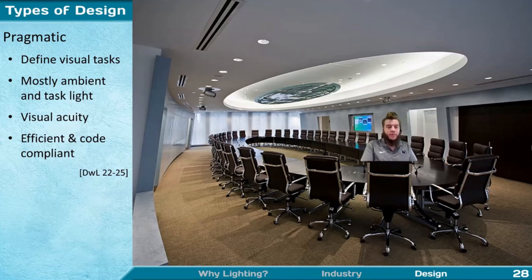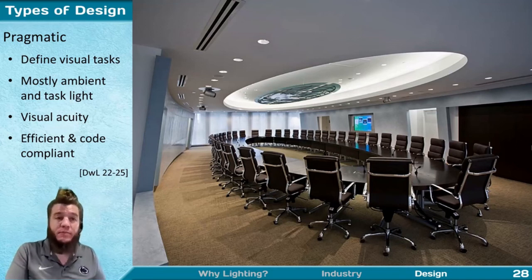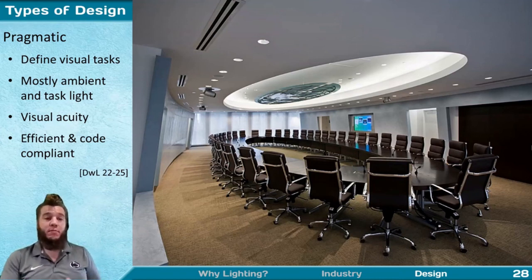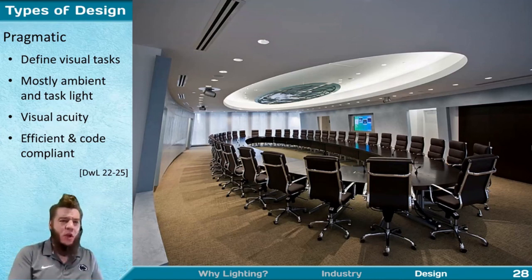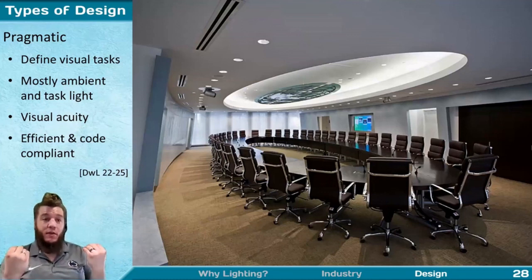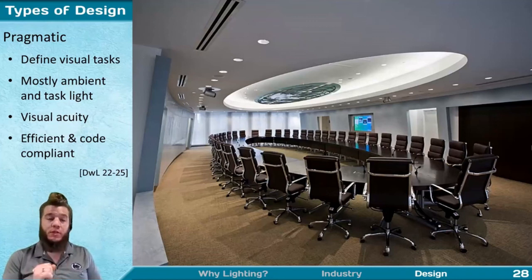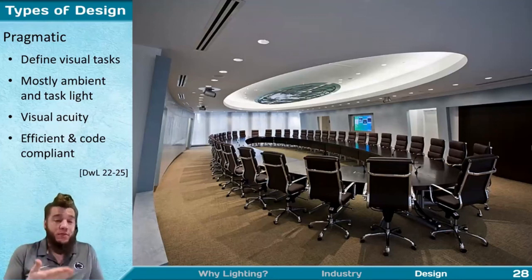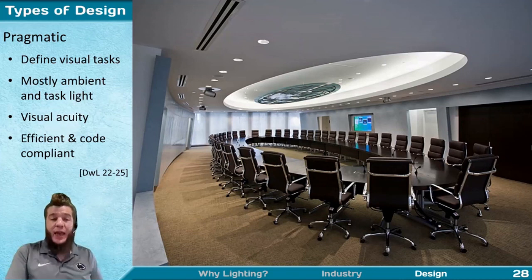So the focus with pragmatic design naturally is on your ambient and your task lighting. Visual acuity will be the most common Flynn mode utilized in pragmatic lighting design, not necessarily the only one, but that's going to be the main focus. And the goal is creating a design that is efficient, both in cost and energy consumption, and code compliant, which oftentimes will reinforce that energy efficiency goal.